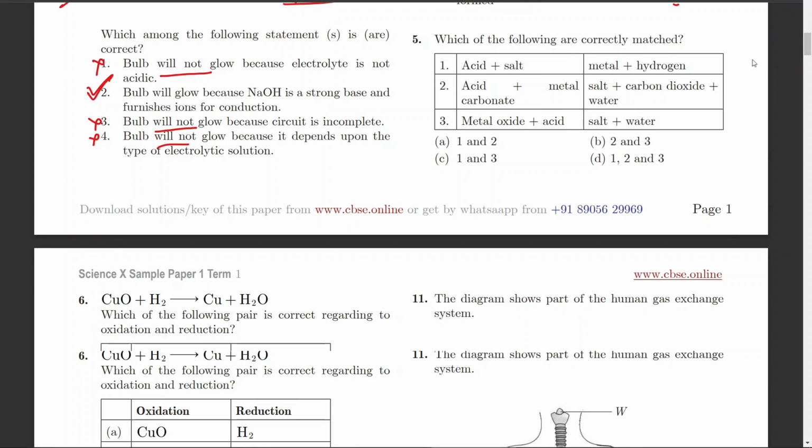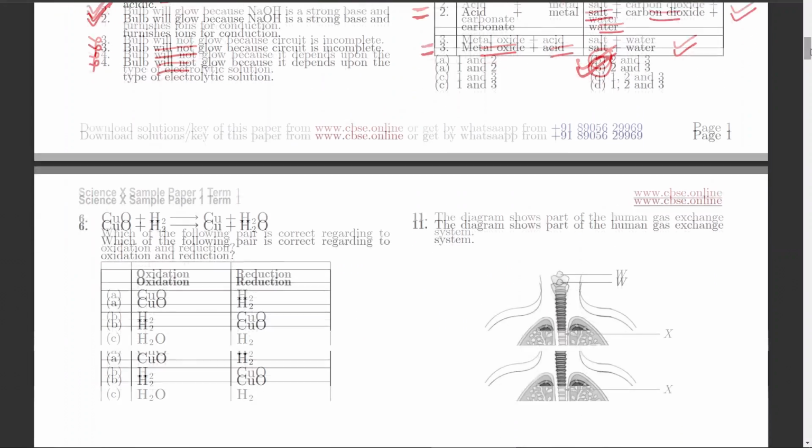Now coming to the fifth question, which of the following are correctly matched? Acid plus salt when react with each other give metal plus hydrogen, which is absolutely wrong. This does not happen. Acid plus metal carbonate gives salt, carbon dioxide and water, absolutely correct. Metal oxide plus acid gives salt and water, absolutely correct. So option 2 and 3 are correct. So option B is the correct answer and rest are wrong.